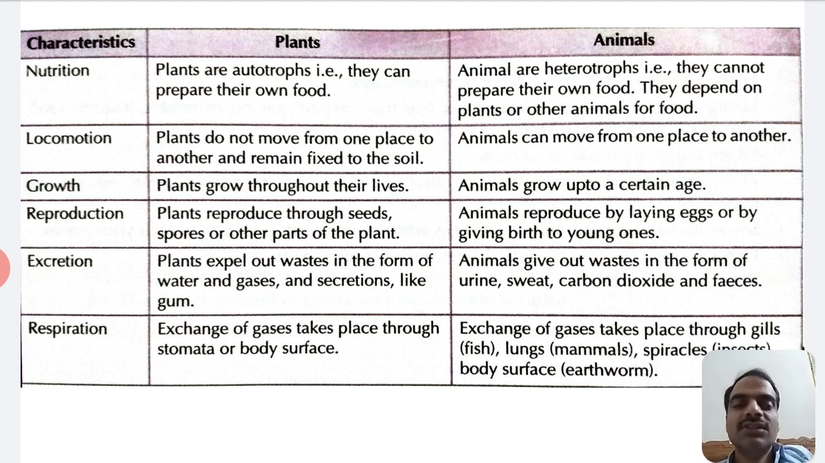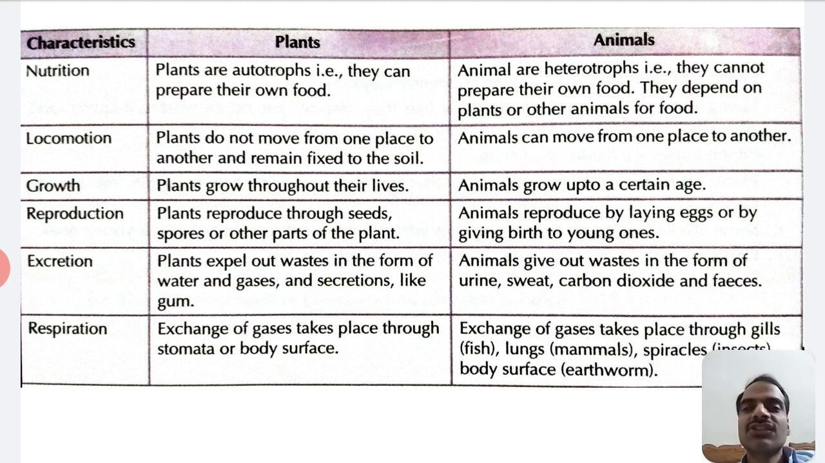Locomotion means movement from one place to another. Plants do not move from one place to another; they remain fixed in the soil. Whereas animals exhibit locomotion, very clear movement from one place to another. On their own, they can move from one place to another.